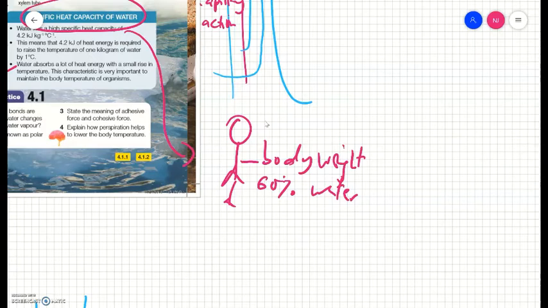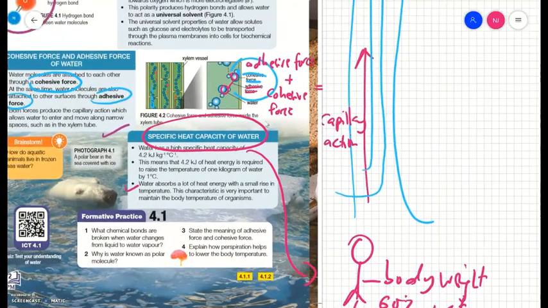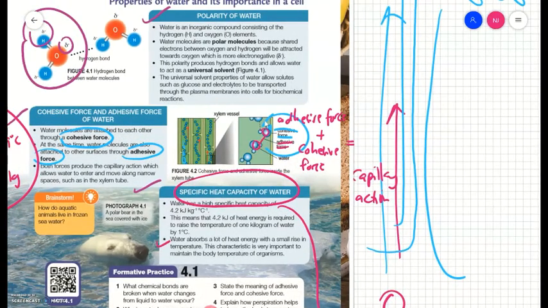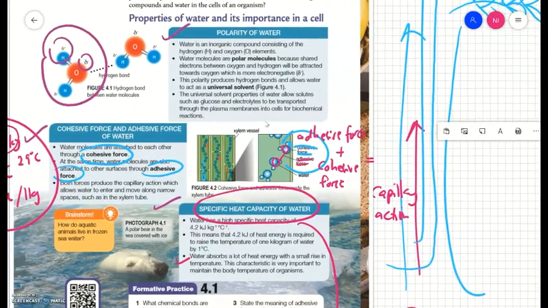So those are the properties of water that are included in our syllabus: the polarity of water, cohesive force and adhesive force of water, and the last one is the specific heat capacity of water.